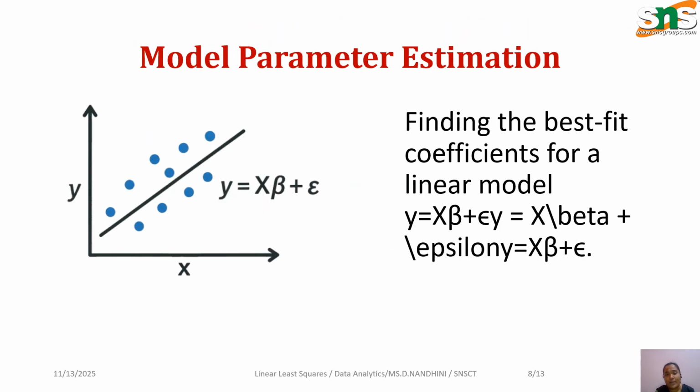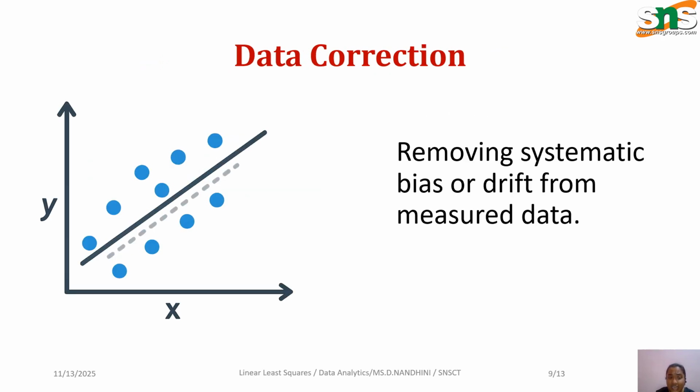Next one is model parameter estimation. In this model parameter estimation, we are using two formulas. One is the linear model of x value and another with the y value. So y is equal to x beta plus epsilon. With the help of this formula, we can find the model parameter estimation. We are seeing in this diagram the x and y values, a straight line with plotted points, and y is equal to x beta plus e.